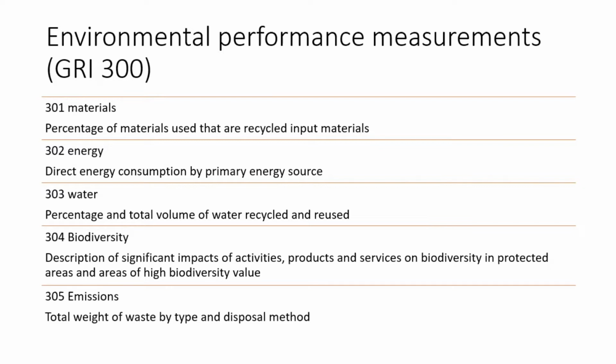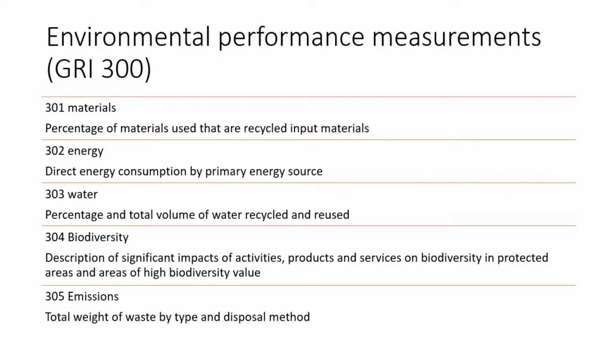Social performance measures are the 400 items. There are 6. They are employment, labor and management relation, occupational health and safety, diversity and equal opportunity, child labor, and forced and compulsory labor, whether the enterprise uses them or whether the enterprise does something to address these issues.